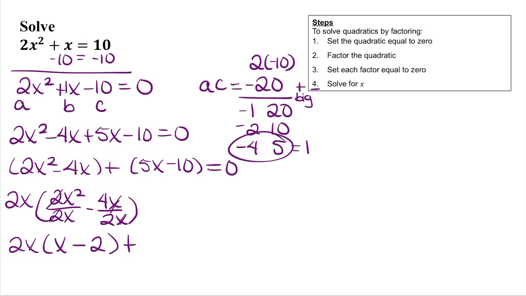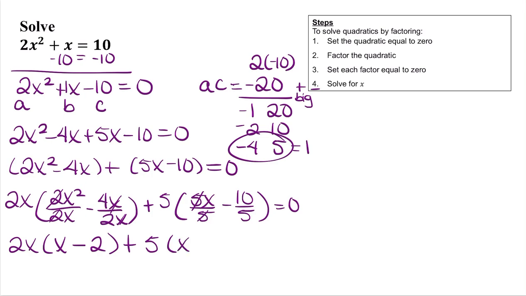And then I have plus, for my second set of terms, I'm going to factor out a 5. And then I have 5x over 5 minus 10 over 5. When I do that, I have 5 times, 5 over 5 cancels, and then I have x minus 10 divided by 5, which is 2. And that's equal to 0. So when I write this in factored form, I have x minus 2 times 2x plus 5 is equal to 0.